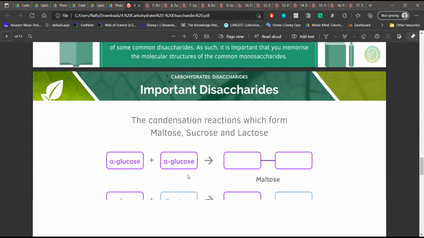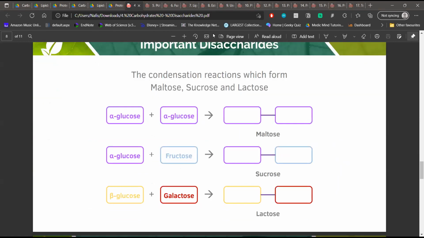So common disaccharides that you need to be aware of: alpha glucose plus alpha glucose gives you maltose. Alpha glucose plus fructose gives you sucrose, and beta glucose plus galactose gives you lactose. So slightly different. And those are the common ones you need to know.